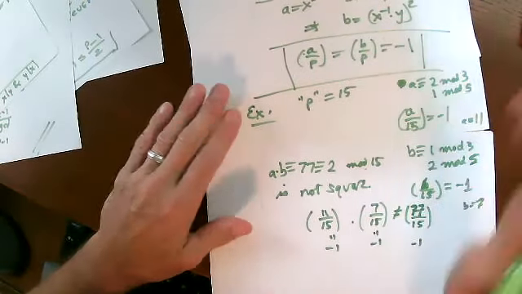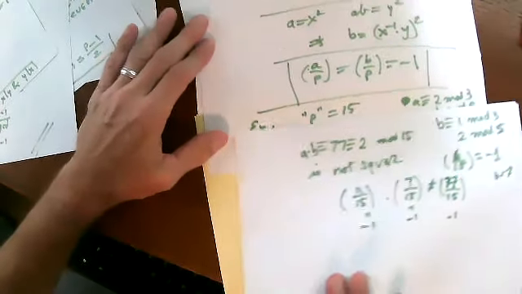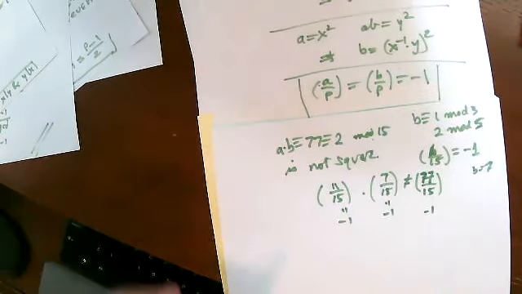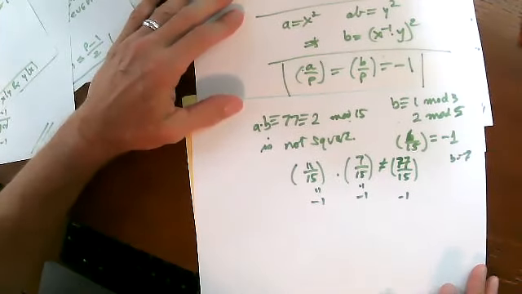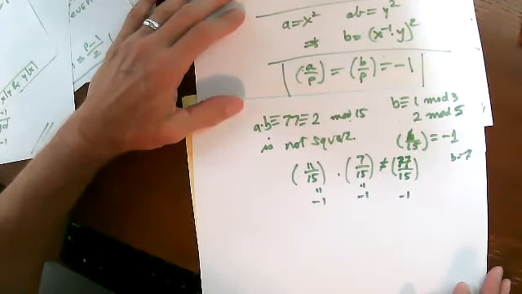So be thankful when we're working modulo a prime, okay? Because you're getting this cool result that says it's just all about the Legendre symbol, and the Legendre symbol is multiplicative. The product of two non-squares is again a square.